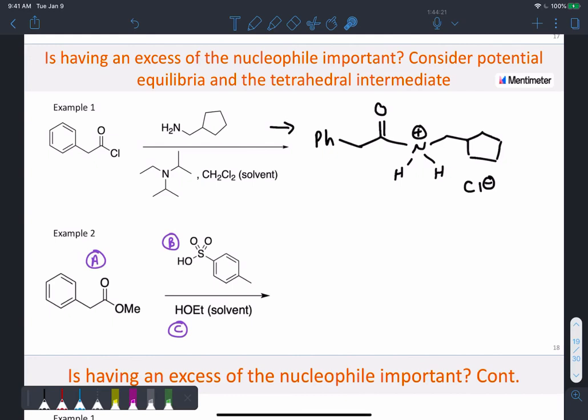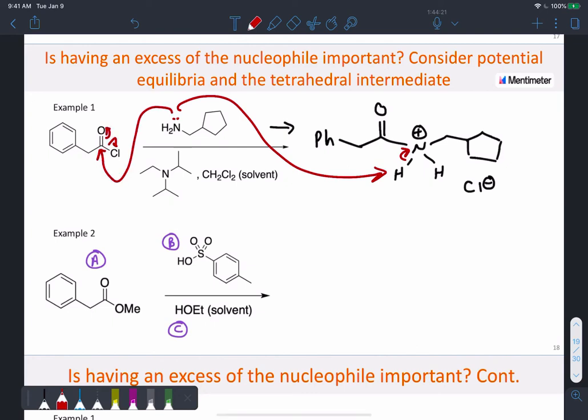So what ends up happening is that the nucleophile, another molecule of the nucleophile, ends up protonating it. And if we use one of the molecules of nucleophile to react with the electrophile, and another one reacts just as an acid-base reaction, well then we're wasting half of the nucleophile molecules just to do acid-base reactions.